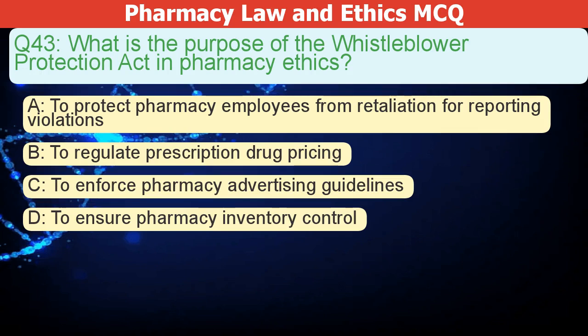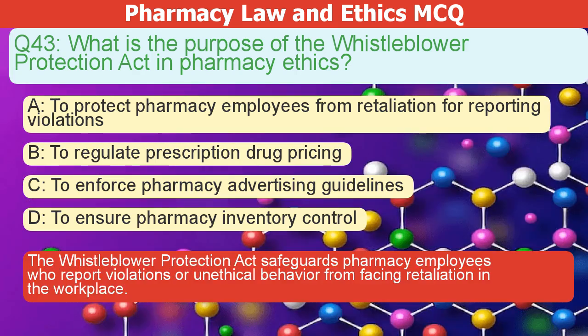What is the purpose of the Whistleblower Protection Act in pharmacy ethics? A. To protect pharmacy employees from retaliation for reporting violations. B. To regulate prescription drug pricing. C. To enforce pharmacy advertising guidelines. D. To ensure pharmacy inventory control. The correct answer is A. The Whistleblower Protection Act protects pharmacy employees who report violations or unethical behavior from workplace retaliation.